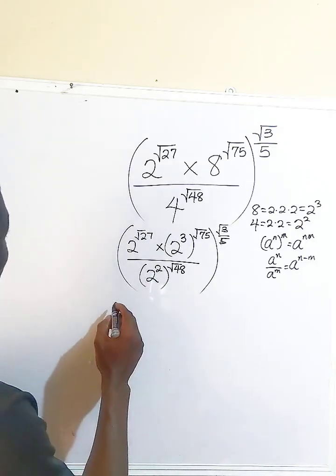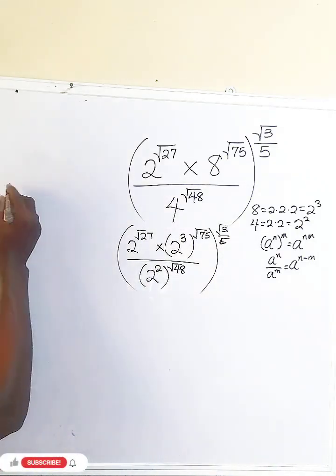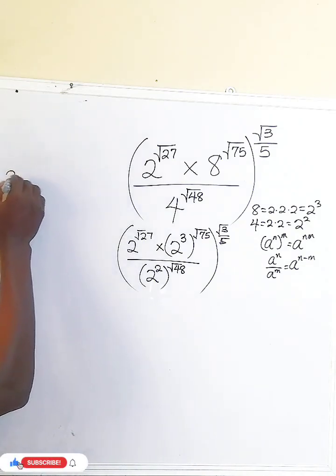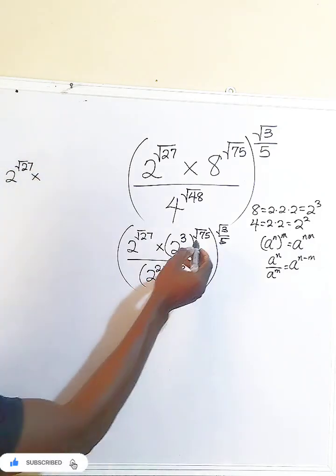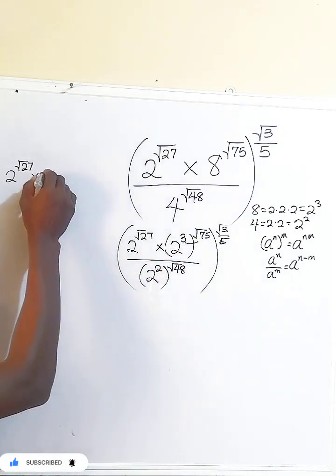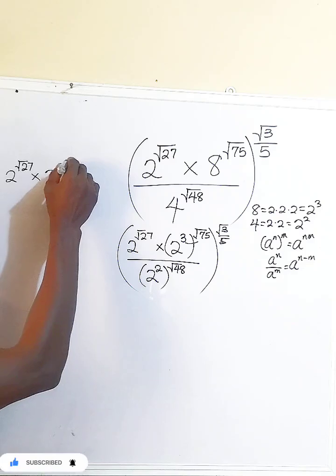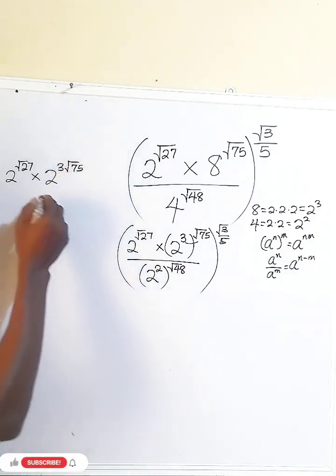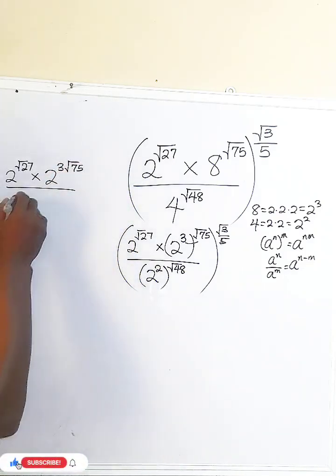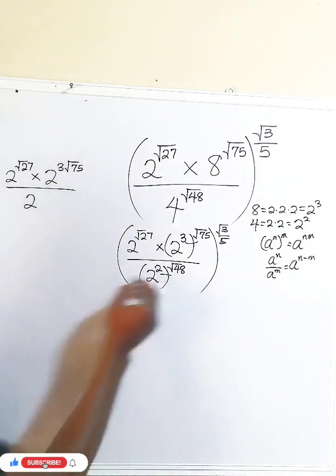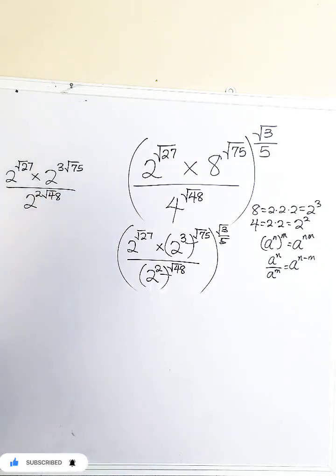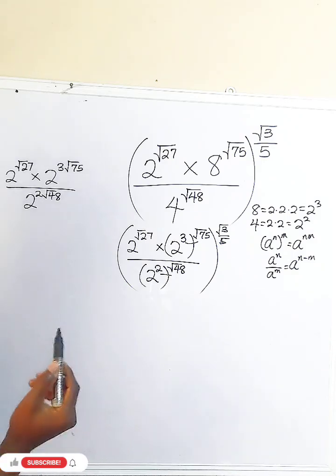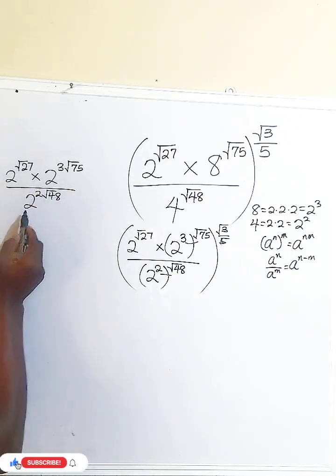So to this end we have 2 raised to the power of root 27, now times 2 raised to the power of 3 root 75, then all over 2 raised to the power of, these two will multiply, 2 root 48. Now we can see that we have a common base, 2, 2 and 2.